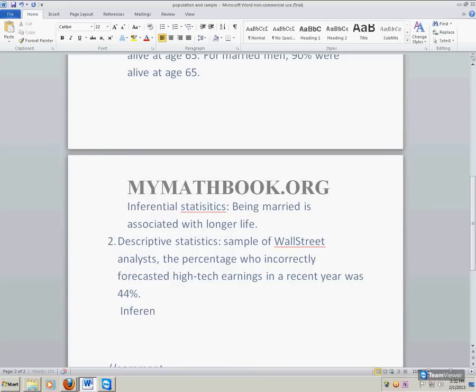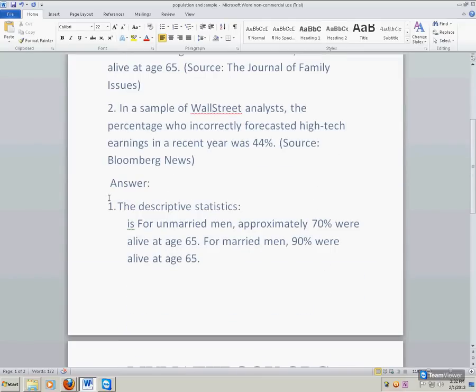Now for the inferential statistics, we're going to take a look at how we're going to use the sample to draw up a conclusion. So this is the sample. Let's draw up a conclusion. They were able to forecast it in a sample who incorrectly. So for example, they incorrectly forecasted. A lot of people couldn't forecast it right.